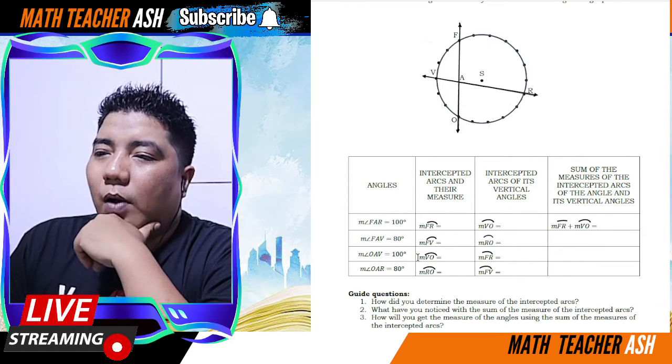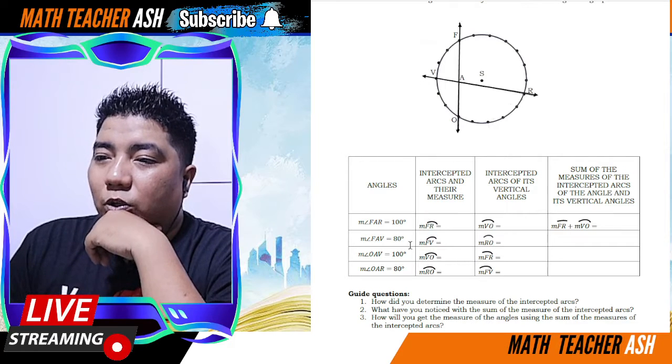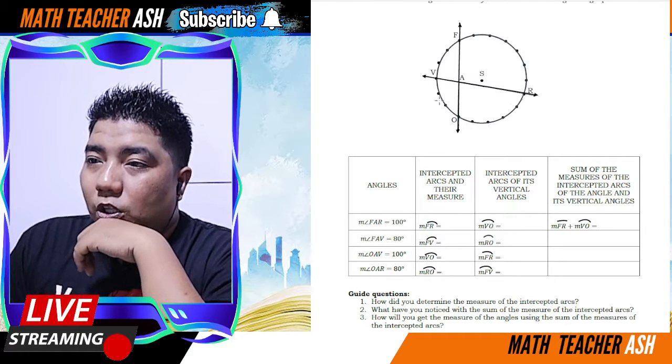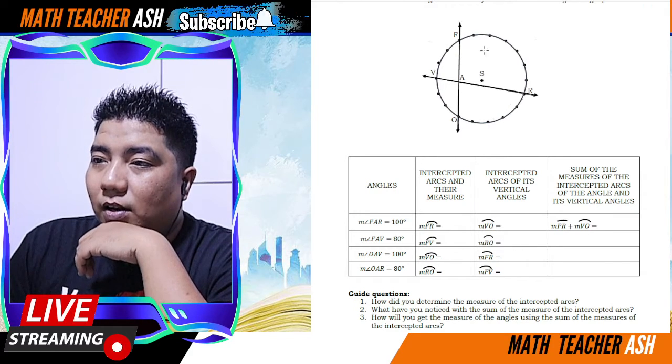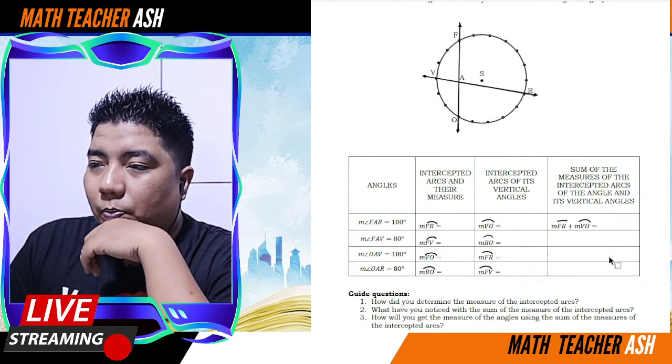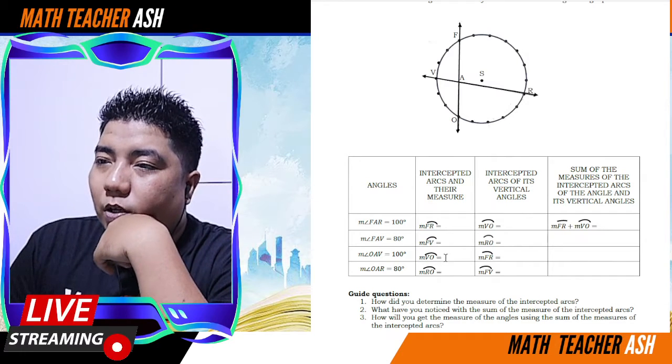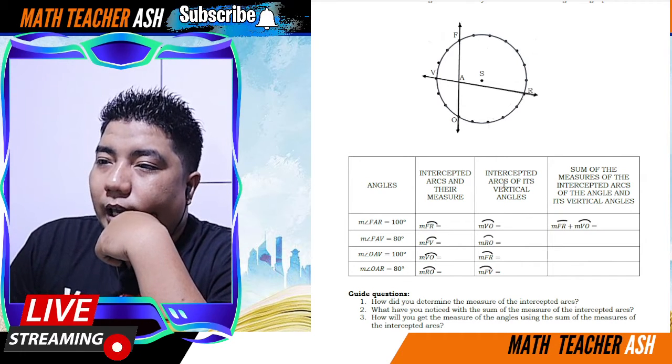Alright? How about OAV? Yun nga, sabi kanina. So, arc VO is 60. 1, 2, 3. Arc FR is still, of course, 140. So, pag i-add sila, 200. And same goes here, OAR, 80.